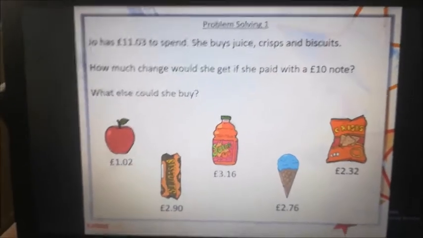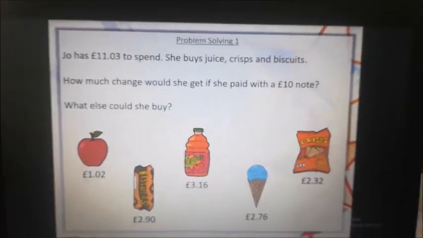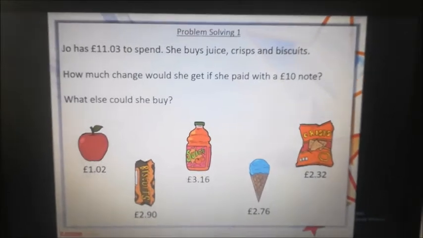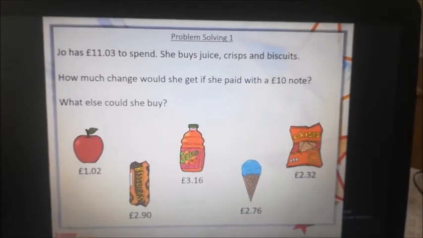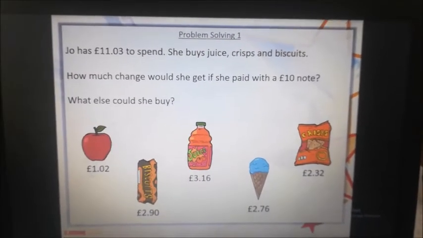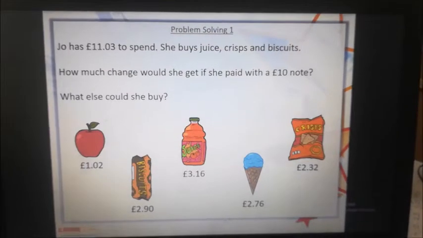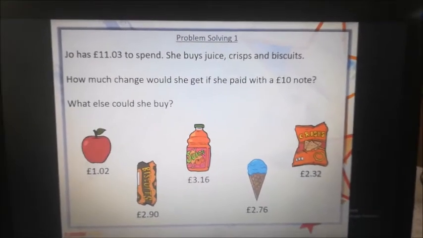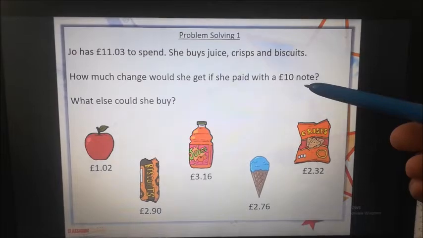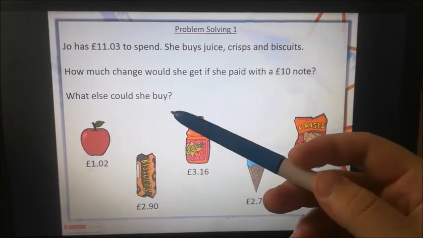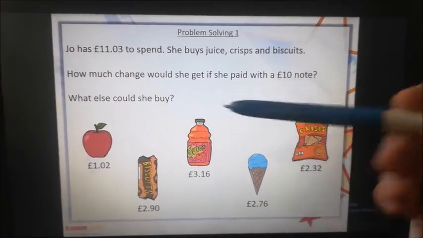This one here is one I want to focus on though, because it's a great question, but it is there to try and trick some people out. Now, Jo has £11 and 3 pence to spend. She buys juice, crisps and biscuits. First question, how much change would she get if she paid with a £10 note? Second question, what else could she buy?